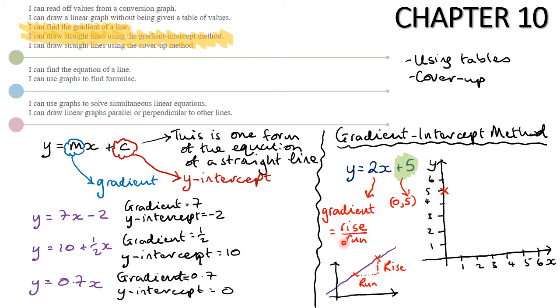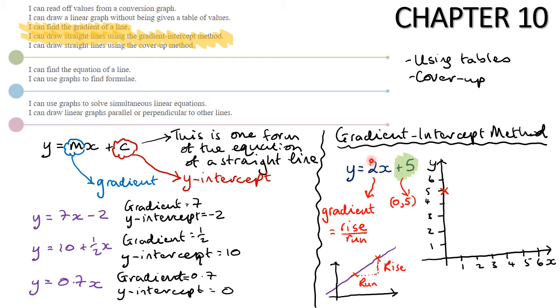So if the line was going down like that, the gradient would be a negative number because the rise would be going down by a certain number of squares. Just like correlation and scatter diagrams, if the line goes up or the crosses go up, it's a positive correlation, positive gradient. If the crosses go down, then you have a negative correlation and you would have a negative gradient if it was a line. So the rise divided by the run in this question is 2.